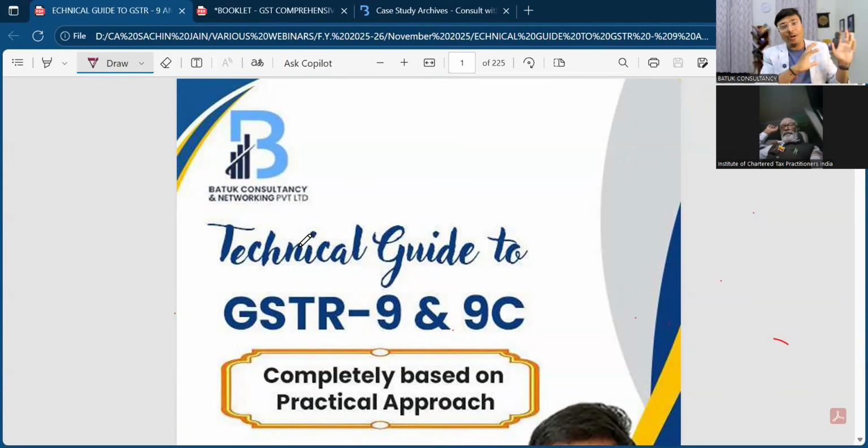Reconciliations: 3B and 1, 2B and 3B, input reconciliation, RCM reconciliation, closing balance reconciliation. So multiple reconciliations are there. And when we have to present this reconciliation in front of government, then the form GSTR-9 and 9C is there. And sir, the form GSTR-9 and 9C is very important.